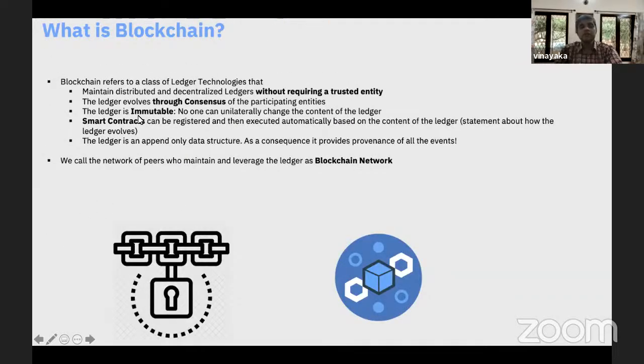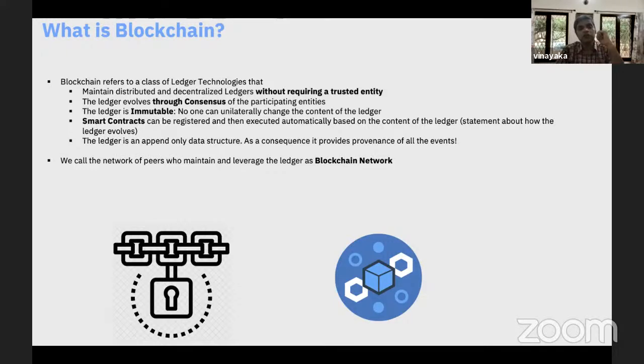And then there is a very important property called immutability, okay, meaning that the protocol which is followed for maintaining this ledger has this property that once something is written to the ledger, nobody can erase it. It stays there forever.